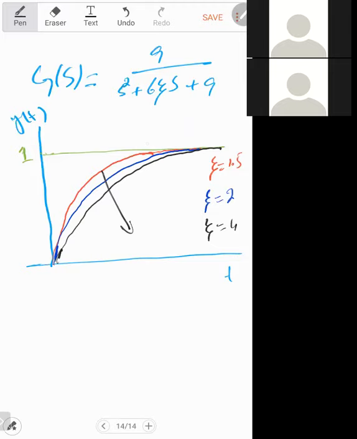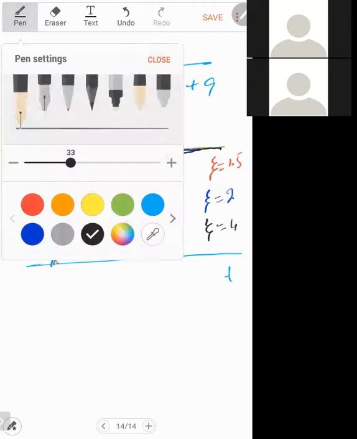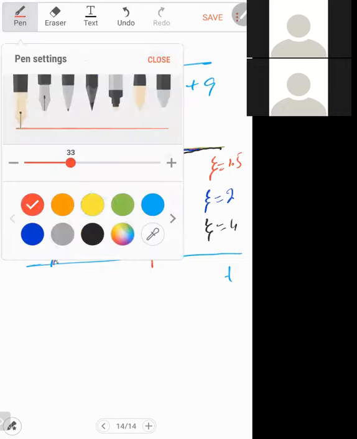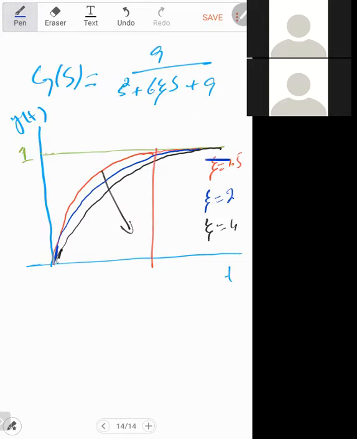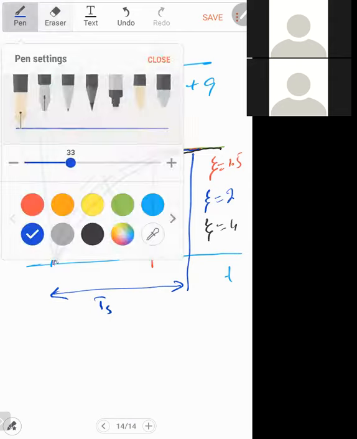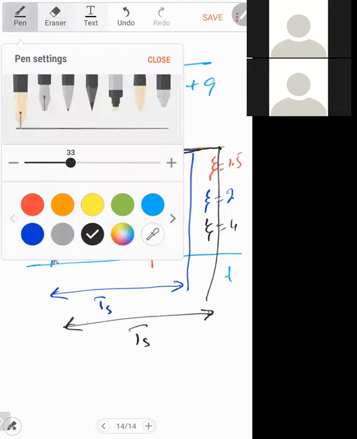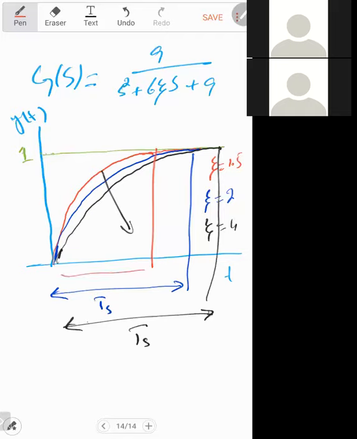So initially, if this is the settling time in the first case, then in the second case this is the settling time. This is the Ts. In the third case, this is the settling time. So you see that Ts increases. In the first case, Ts is this one, and as the damping is increased, the settling time will increase. So we have to know this also.